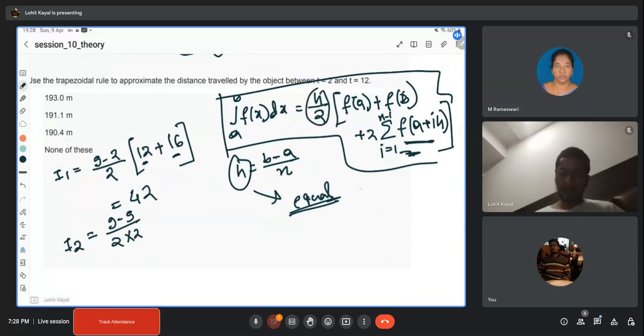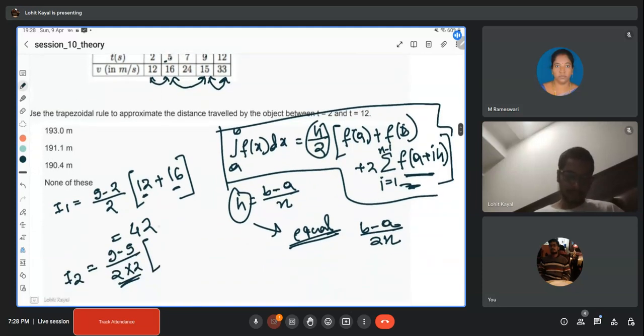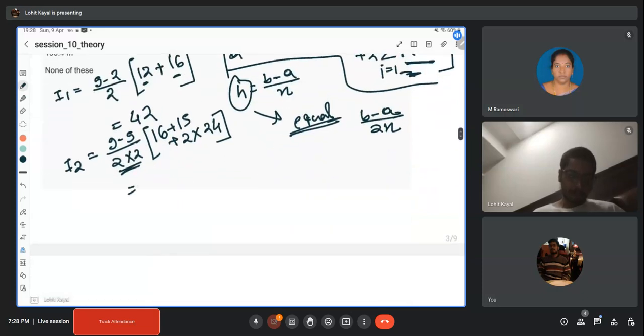Here I can modify this formula as b minus a over 2n. In the prefactor it will be b minus a over 2n, and here n equal to 2. That means two segments. So that's why we get 2 into 2 multiplied by fa plus fb. That means 16 plus 15 plus 2 into the intermediate points, that is 24. If I do the calculation, it is 4 over 4, 31 plus 48. So the answer is equal to 79.